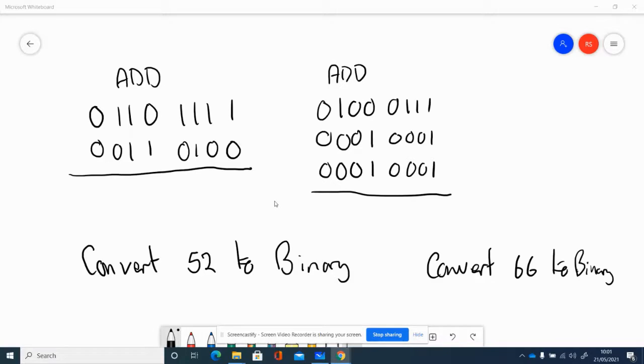Okay, so here are some for you to have a go at. You can pause the video and have a try at adding these together. You can then have a go at converting these as well. So pause the video, have a go at these, and then we'll come back and have a look at how to do them. So pause the video now.